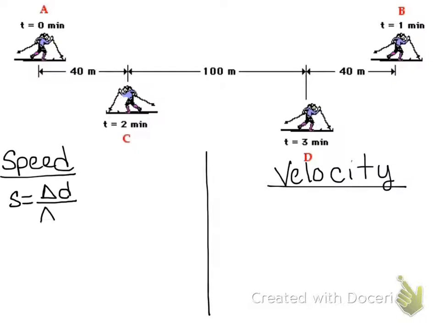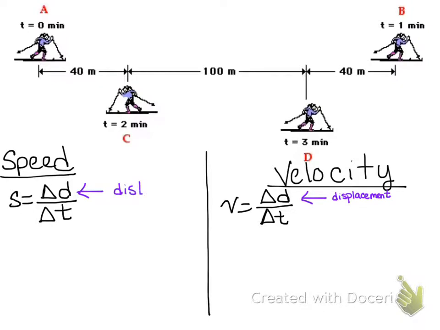Speed is delta D divided by delta T. Velocity is also delta D divided by delta T. Remember that velocity is the change in displacement, and speed is the change in distance. And if you forgot that little delta right there, that just means the change in. So how far did I go? We're going to look at that first for distance. So what is my distance?